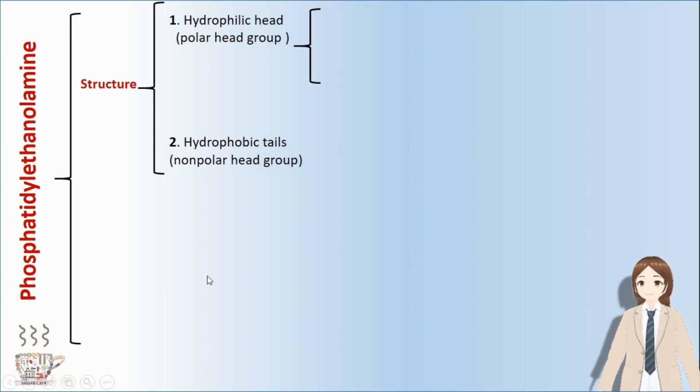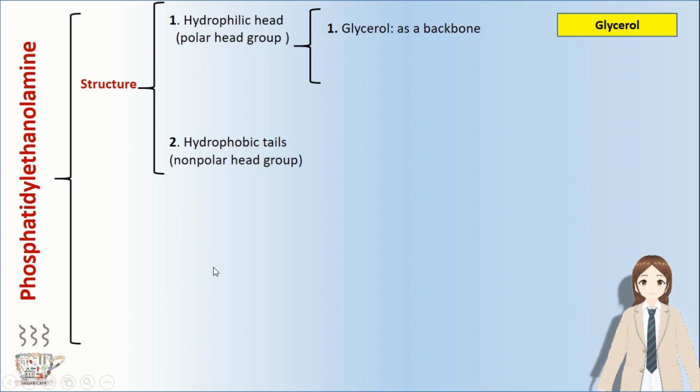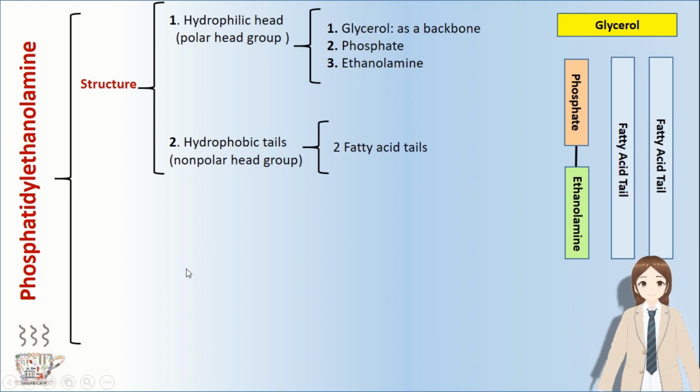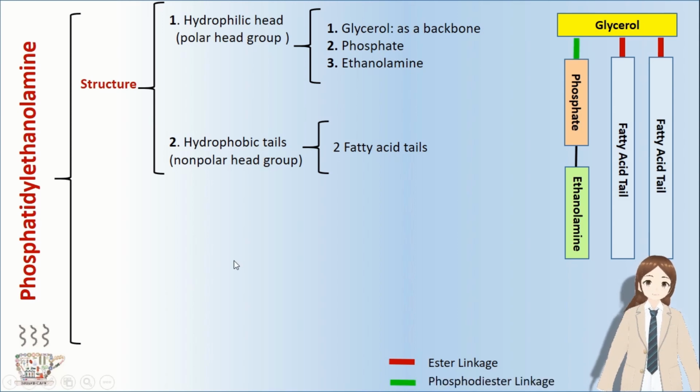The polar head contains glycerol as a backbone, phosphate, and ethanolamine. The nonpolar group contains two fatty acid tails. Fatty acids are linked to the glycerol by ester linkage, and phosphate is linked to glycerol by phosphodiester linkage.